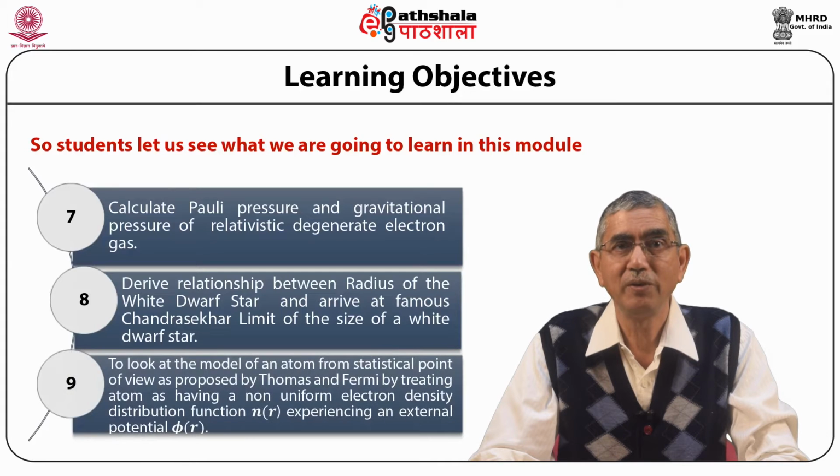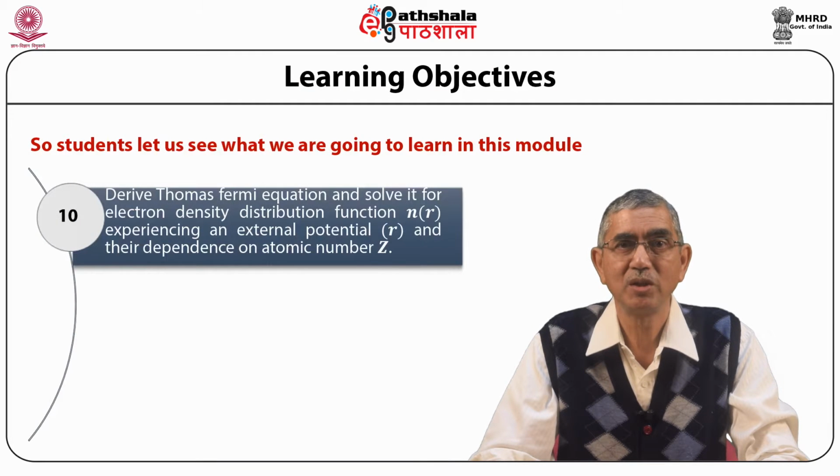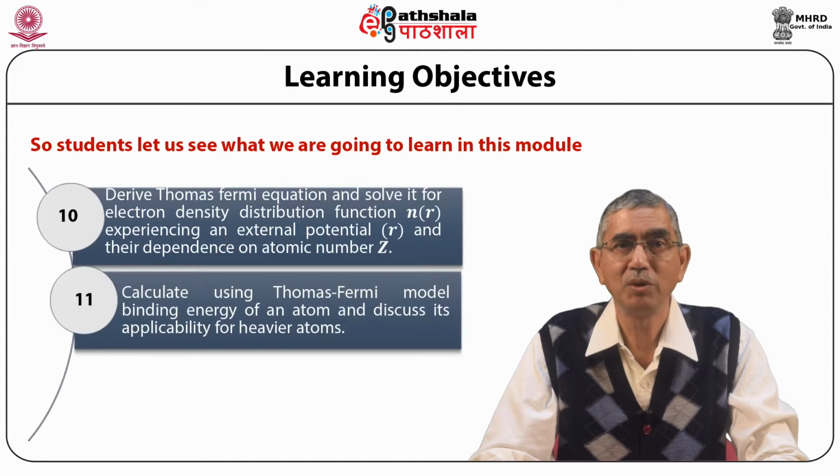We will look at the model of an atom from a statistical point of view as proposed by Thomas and Fermi, by treating the atom as having a non-uniform electron density distribution function n(r) experiencing an external potential phi(r). Derive the Thomas Fermi equation and solve it for n(r) and phi(r) and their dependence on atomic number Z. Calculate using Thomas Fermi model the binding energy of an atom and discuss its applicability for heavier atoms.